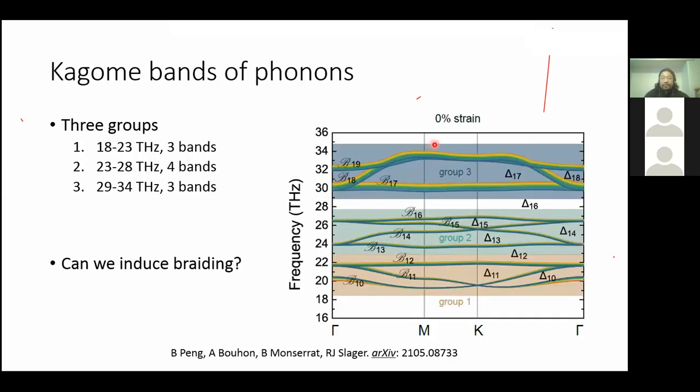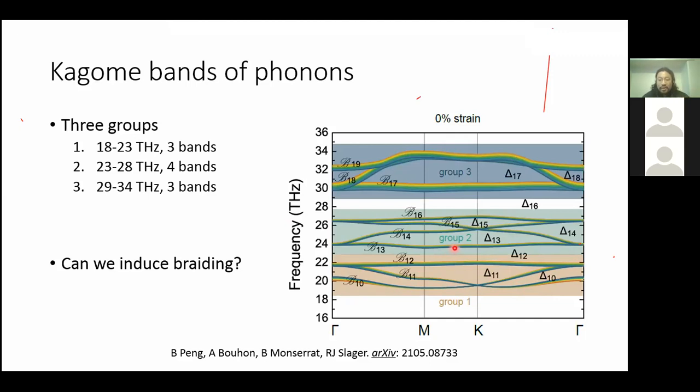After we calculate the phonon dispersion, we can immediately identify three groups of the Kagome bands. The first, the lowest one, is formed by phonon bands 10 to 12, and there are 3 bands between 18 to 22 terahertz. This band has a well-known feature of the Kagome lattice: they have the Dirac cone here and a flat band that sits on top of this Dirac cone.